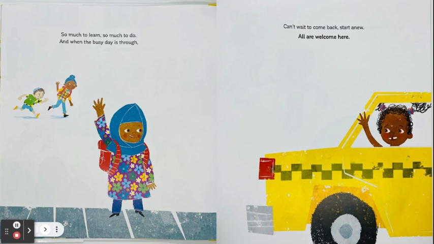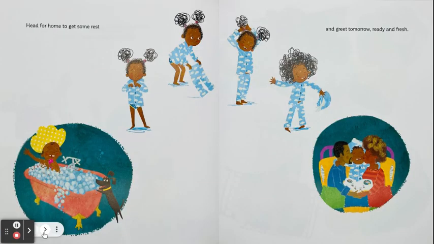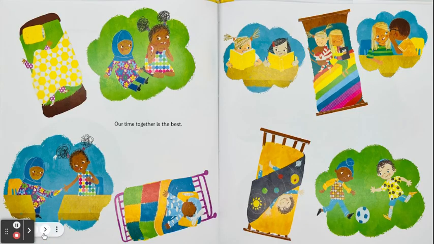So much to learn, so much to do, and when the busy day is through, can't wait to come back, start anew. All are welcome here. Head for home to get some rest and greet tomorrow, ready and fresh. Our time together is the best.